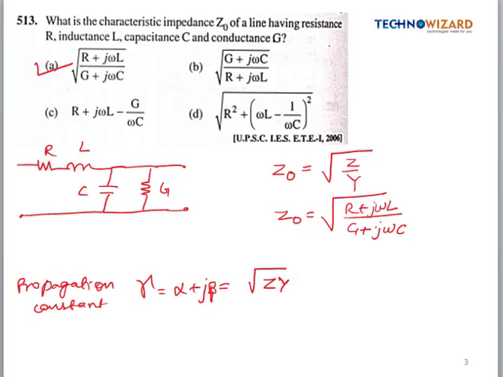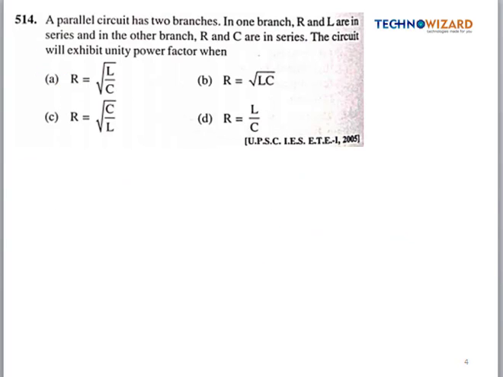So the next question is: a parallel circuit has two branches. In one branch, R and L are in series, and in the other branch, R and C are in series. The circuit will exhibit the unity power factor. Unity power factor means the circuit is purely resistive. It means the circuit is under resonance.